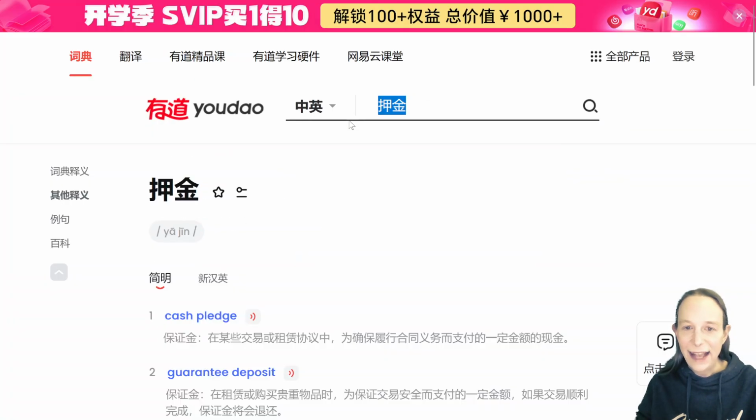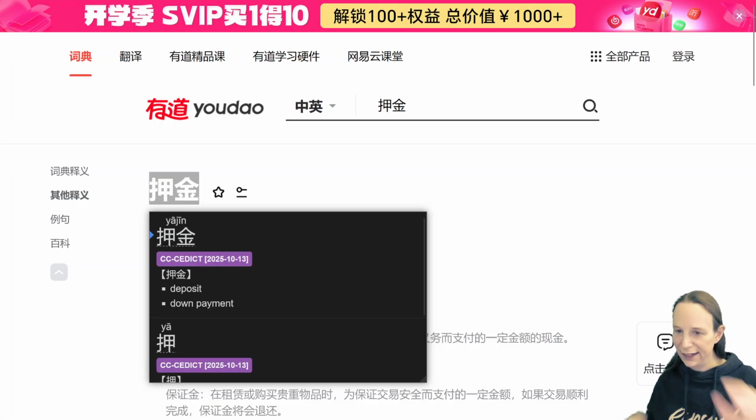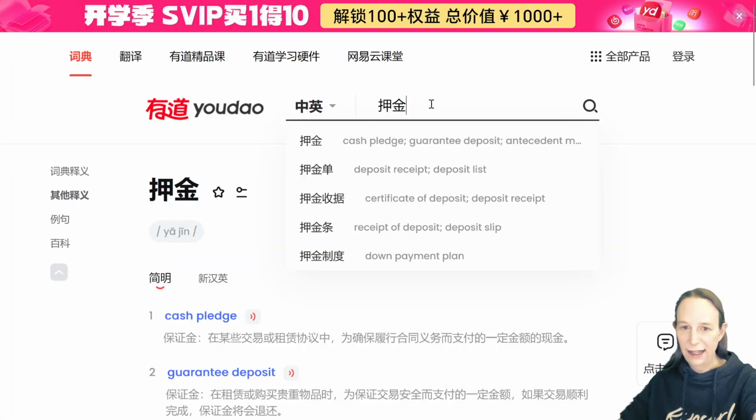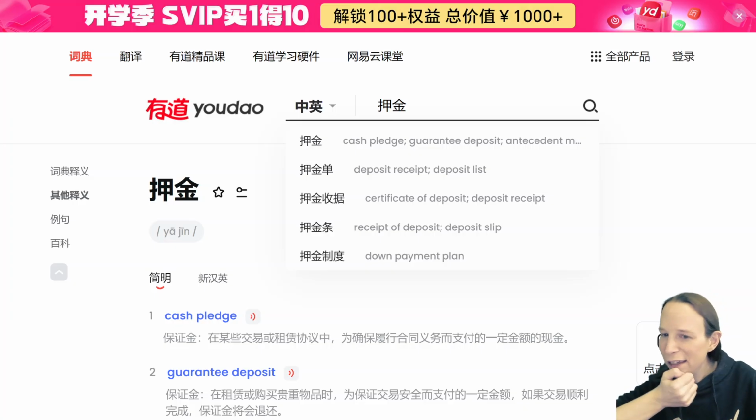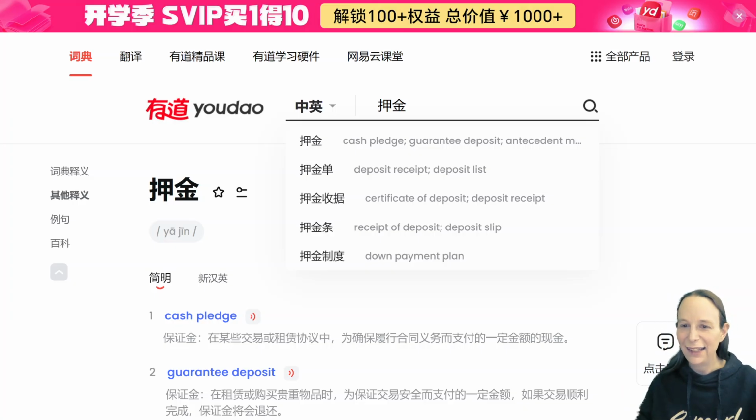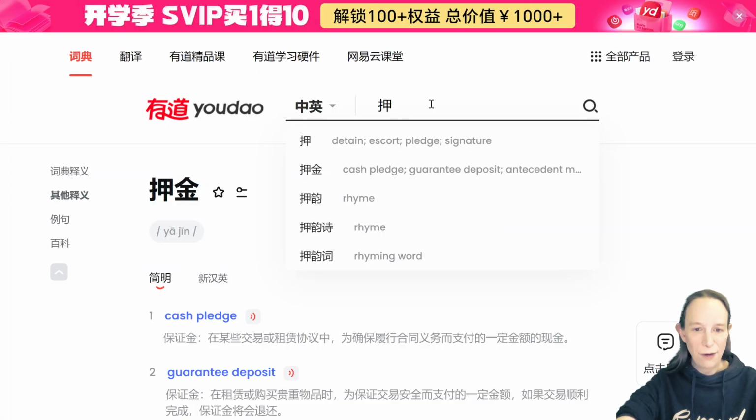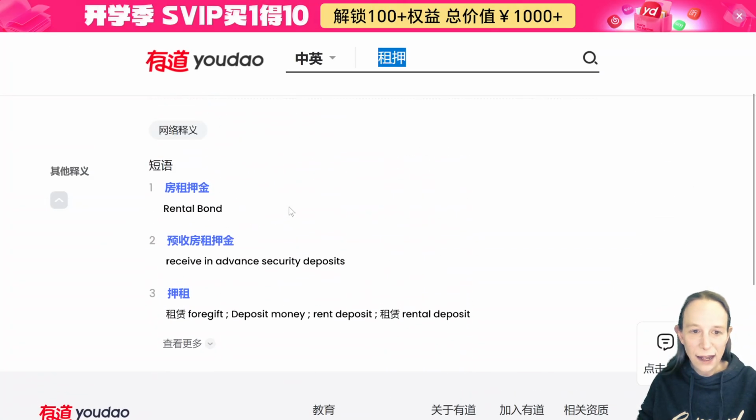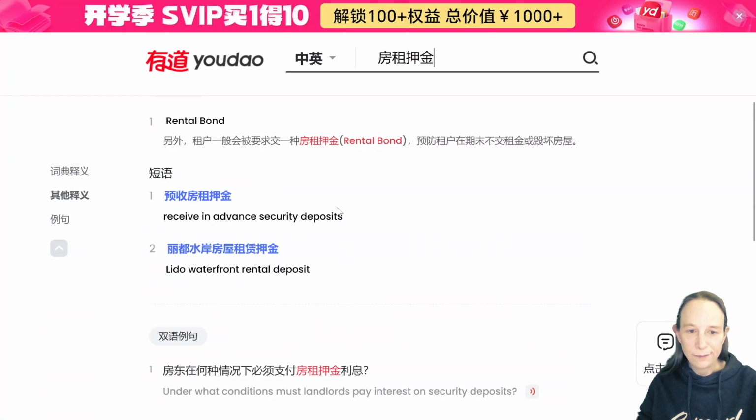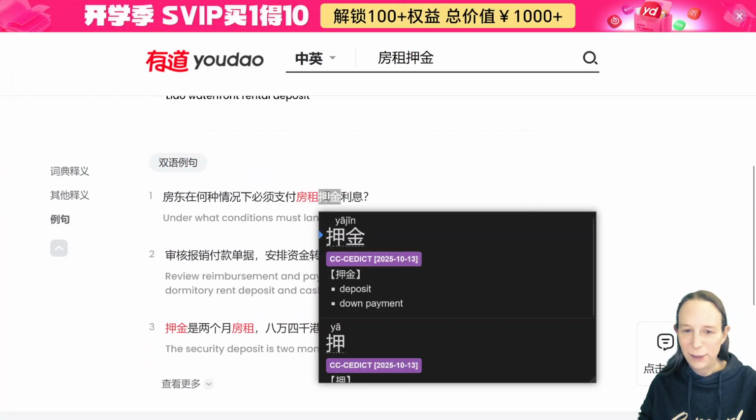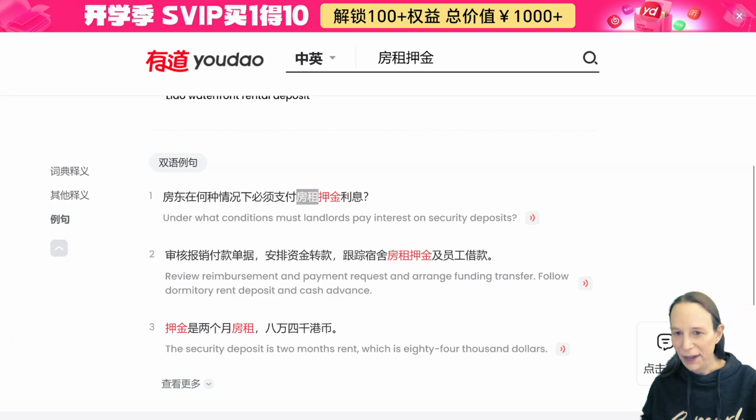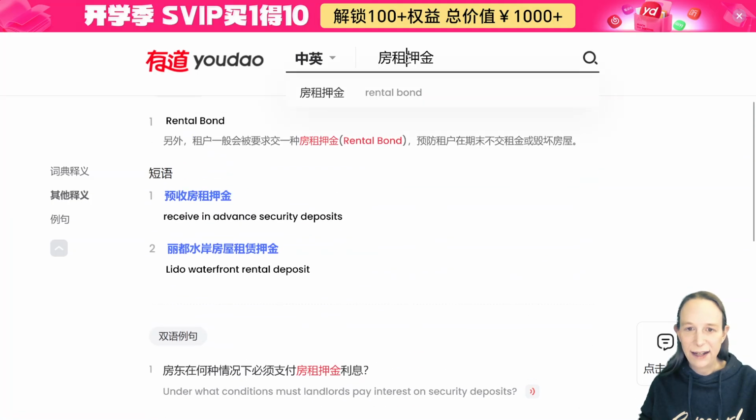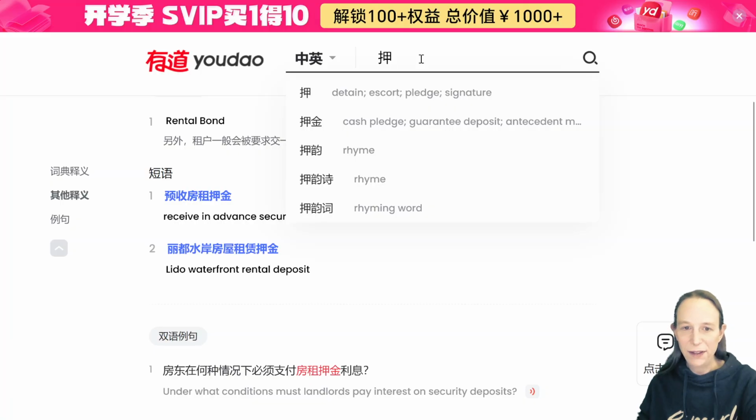Yeah, 押金. 押金 is a deposit. So 押金, or deposit, for like maybe you rent one of the bicycles in China, you may have to leave a deposit. Or 租押, is it the one? 租押? Oh, 房租押金. Can you not just say 租押? Okay, if you rent a place, you might have to leave a deposit. 房租押金, etc., etc. But beyond that, 押韵, I don't know that.